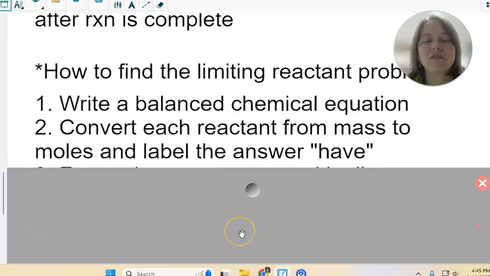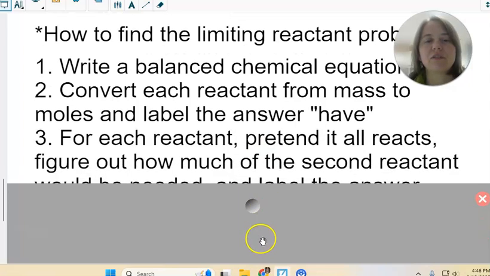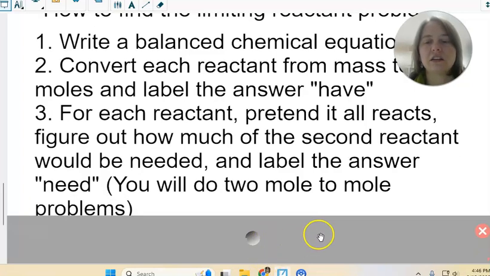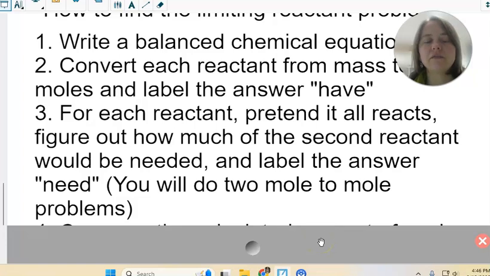And then we're going to convert each reactant from mass to mole. So you're going to do a mass to mole conversion and then label that "have." So let's say 5 moles water, have. You're going to do that for each of the reactants. And then you're going to pretend all of the first reactant reacts, and calculate how much of the second reactant would be needed, and label that answer "need." And that's going to be a mole-to-mole problem.